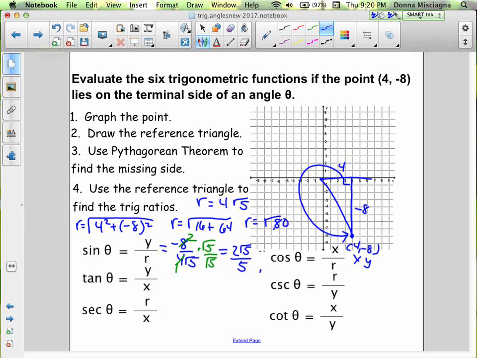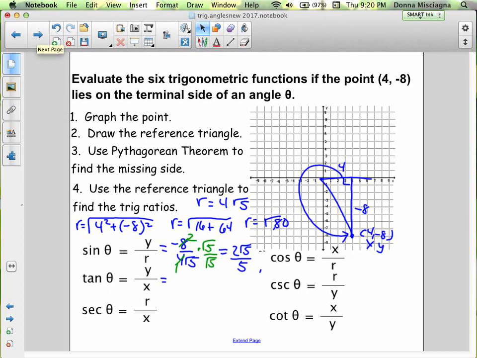Okay, and so, let's go over to cosine. Oh, and look at that, our point is right in the middle of it. It could sit over here. Move, move, move. So cosine is the x. So that's going to be 4 over 4 square roots of 5. Again, that'll reduce.